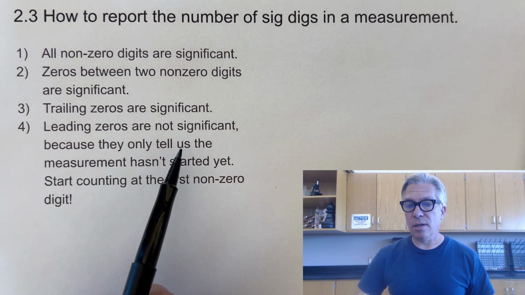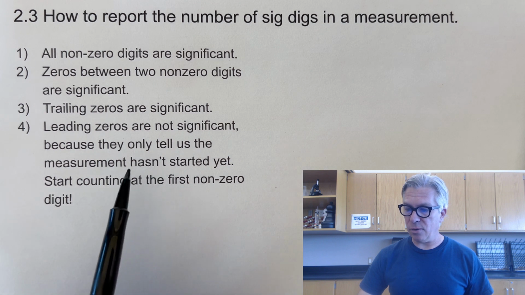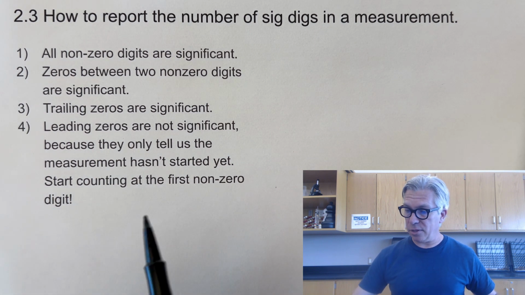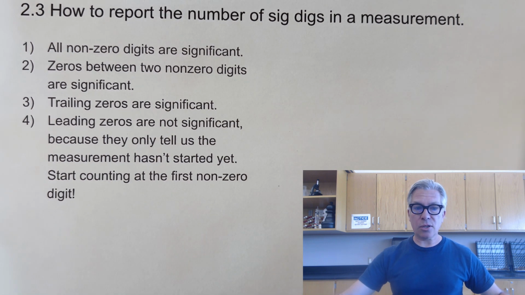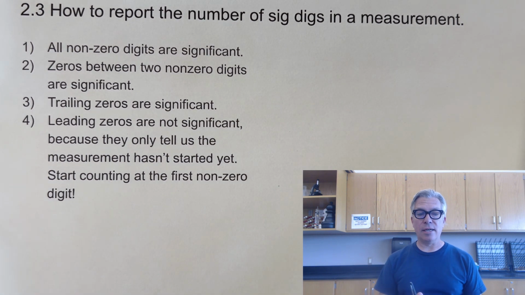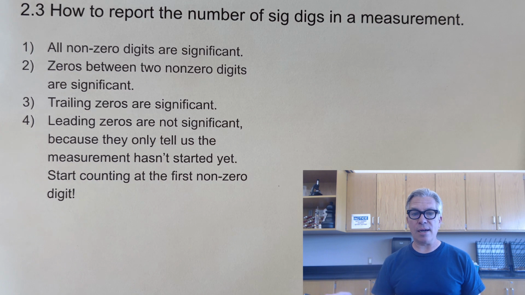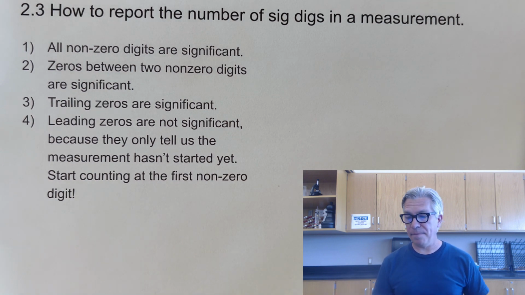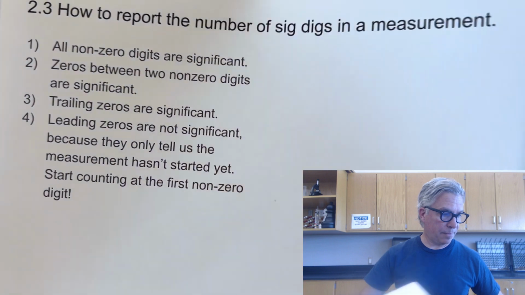Leading zeros, though, are not significant because they only tell us the measurement hasn't started yet. Start counting at the first non-zero digit. So like if we have a measurement that's really tiny, like 0.00039 grams, those first zeros, they're not that important because they're just telling us that the thing is tiny and we haven't gotten to the measurement yet. So don't count those.